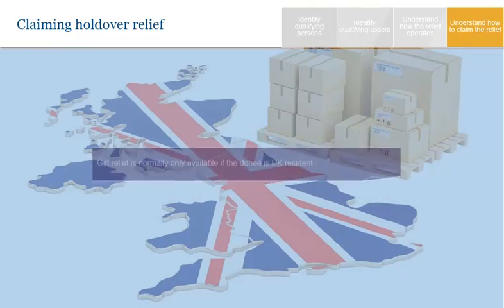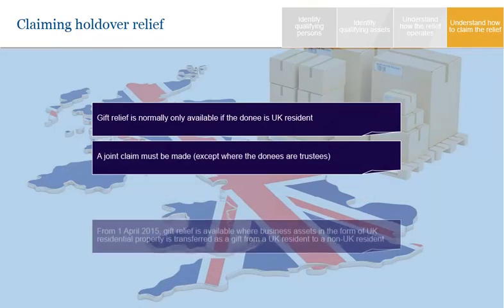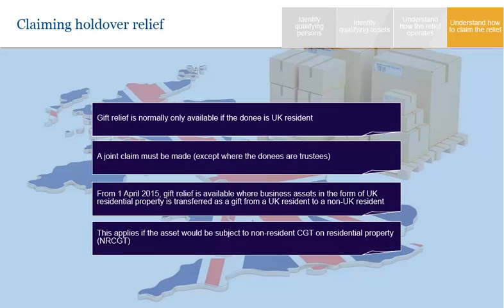I'll come back to the residence status for the donee shortly, but just dropping down a bullet point, as this relief effectively shifts, as we've seen, the burden of tax from person to person, there must be a joint claim between donor and donee, except with regards to trusts, where only the donor has to make a claim. Back to the residence, gift relief, it's not a typo, is normally only available if the donee is UK resident.